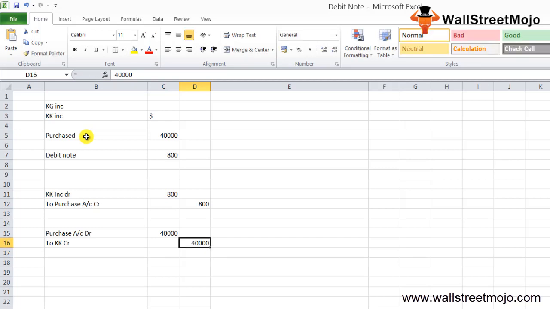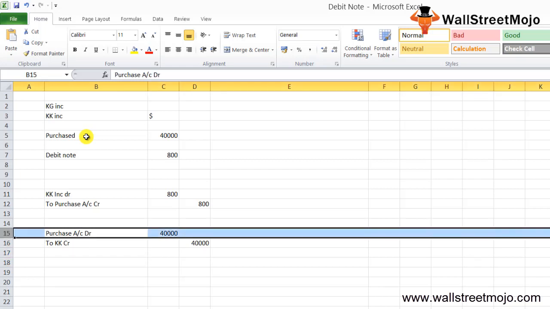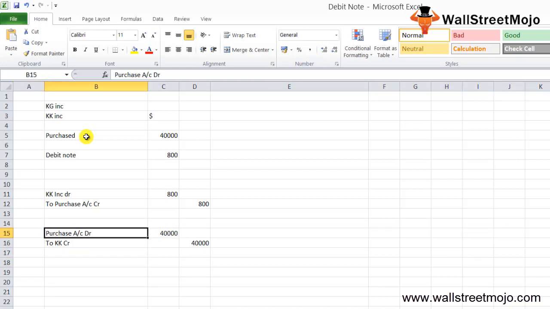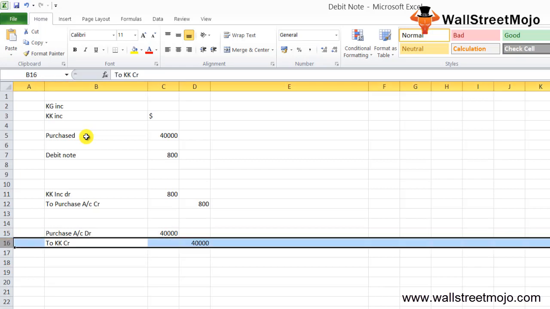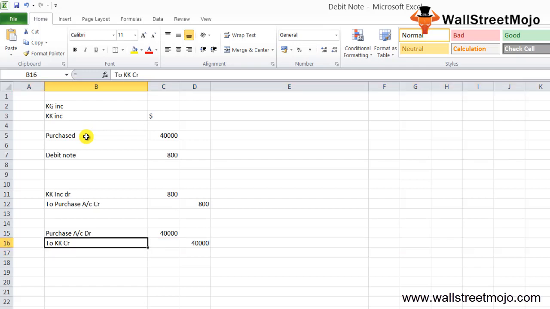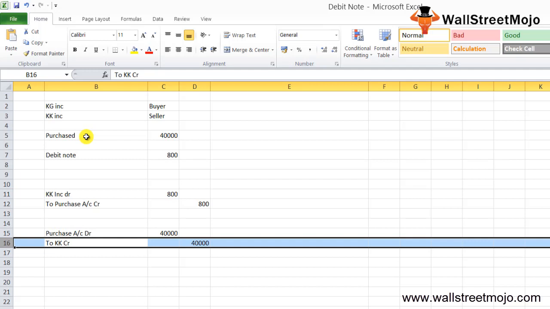It was a debit transaction that has happened. No cash has been paid. Here, purchase account is debited because the expense has increased, and the KK has been credited because the liability has increased as the KK Traders is the seller of the goods. So the KK Inc. is the seller of the goods, and this is the buyer as we know it very well now. And that's why we have credited the seller.